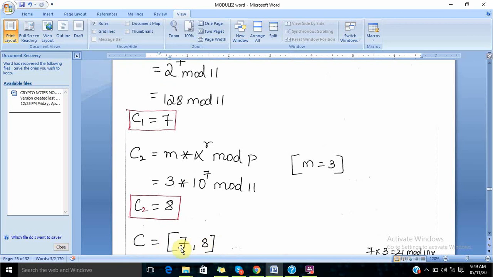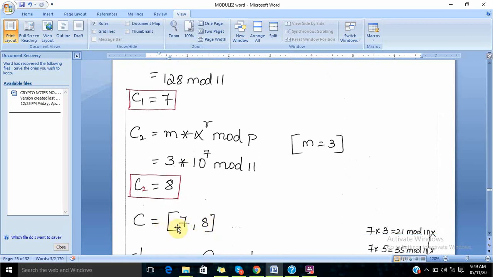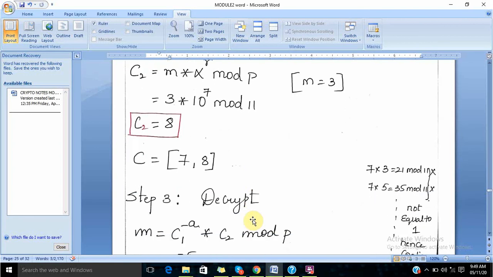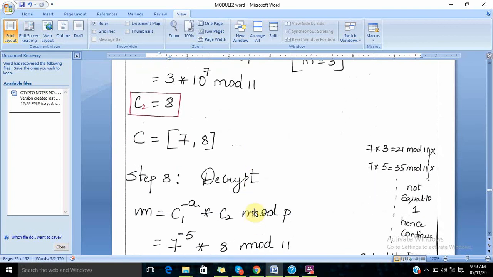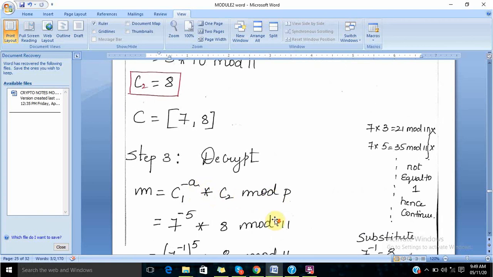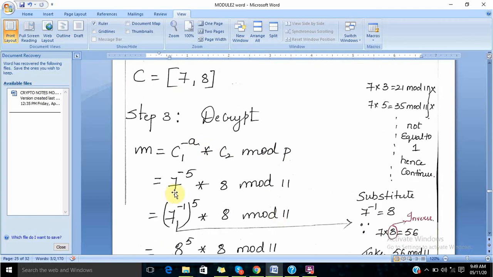We send it this way to 7, 8. Okay, so this is done and it is sent from the sender side to the receiver side. Now in the receiver side, obviously decryption will be performed. So it is nothing but M is equal to C1 to the power minus A into C2 mod P. So it is nothing but 7 to the power minus 5 into 8 mod 11.